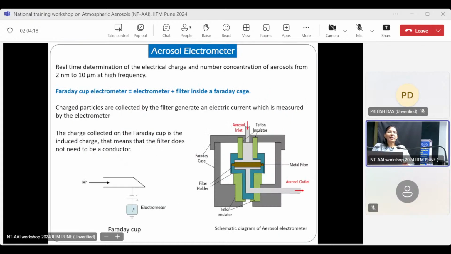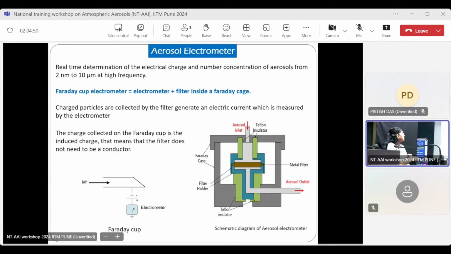So moving on to the second instrument, the aerosol electrometer. It is basically based on the Faraday cup principle. You have a metal cage or cup type of structure where your aerosol particles come in, and that cup is attached to the electrometer. Whatever charge is induced by the incoming particles is imparted to that metallic cup, and the change in the current will ultimately be reflected in the electrometer.